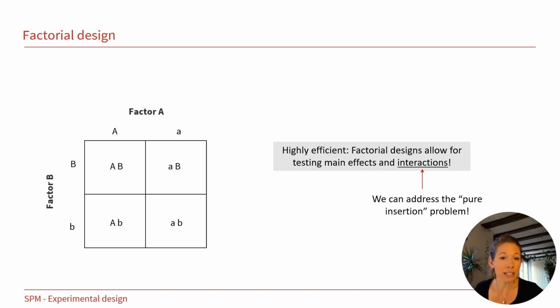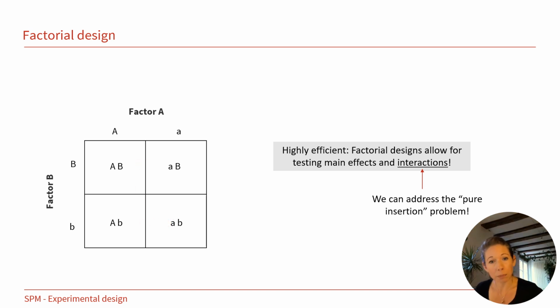Here you can see an example of a 2x2 factorial design. You have two factors, and each of the two factors has two different realizations. Let's say one factor is age, you have adults and kids. One factor is sex, you have male and female. And in a full factorial design, you have each of those combinations realized.